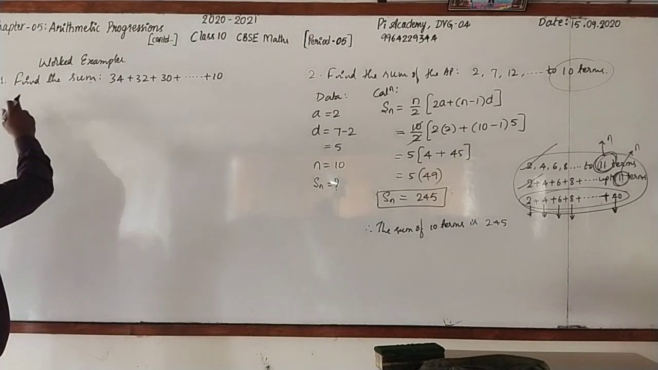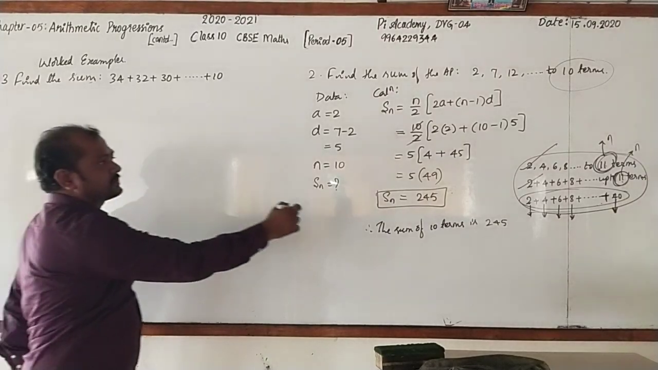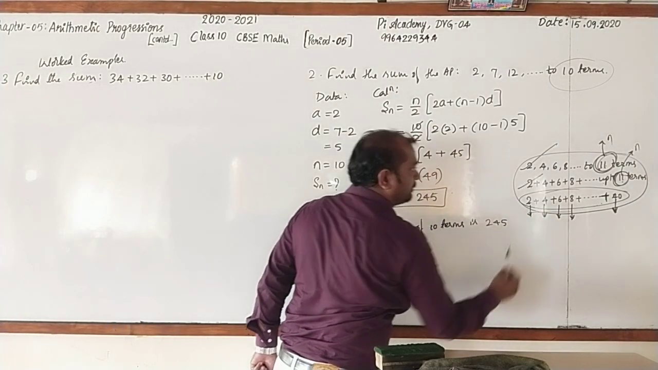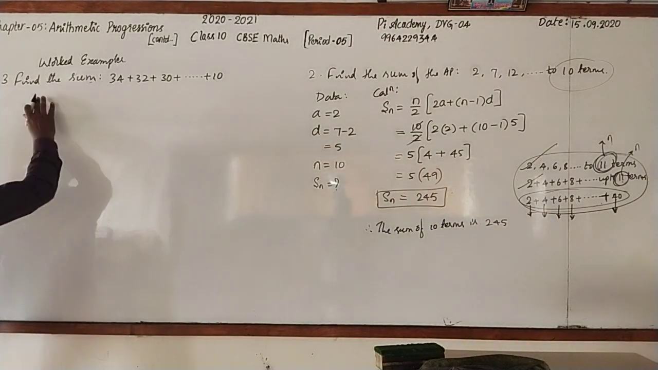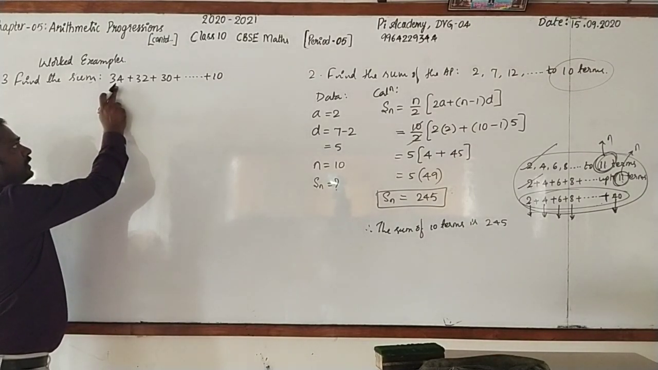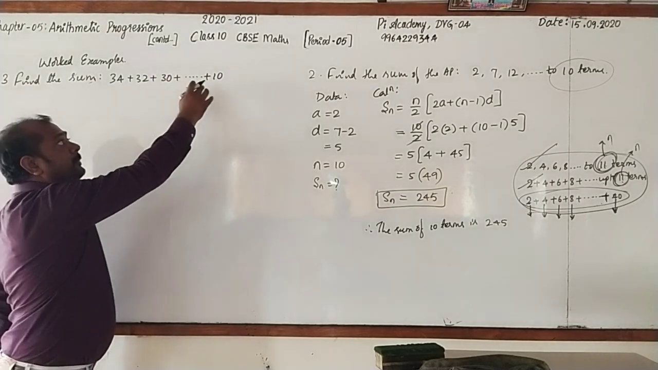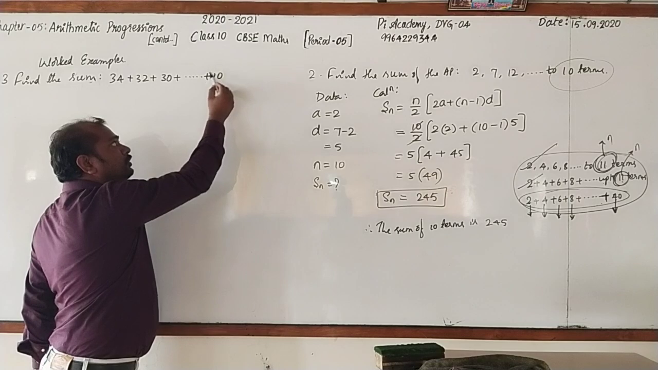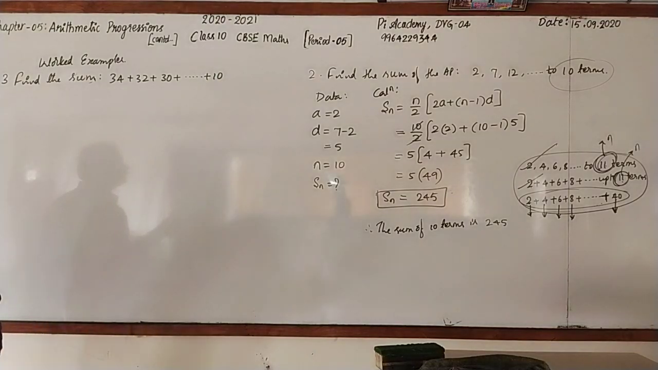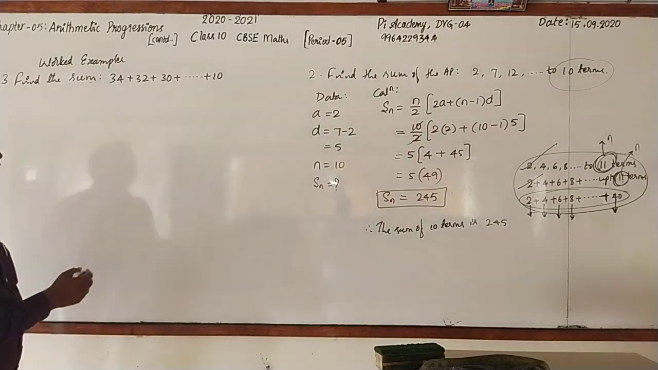Dear student, observe this one. This is the third one. It is just like this example. Here you are going to find out the sum: 34 plus 32 plus 30 plus so on plus 10. Could you tell what this 10 indicates? Yes, it indicates the last term.